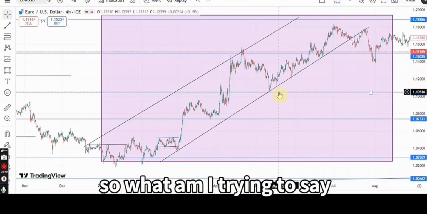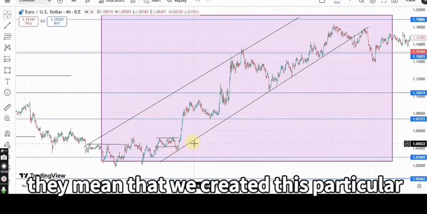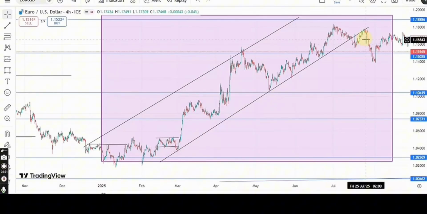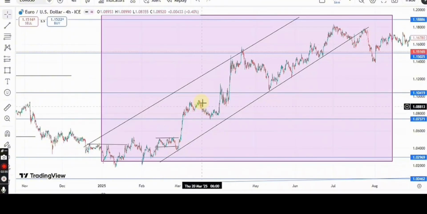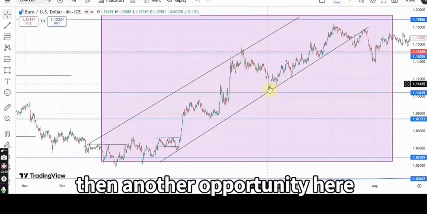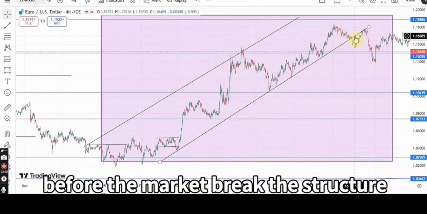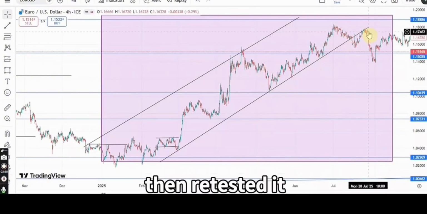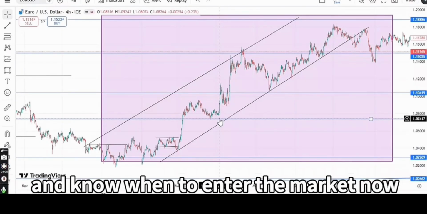So what am I trying to say? These are opportunities you have gotten. If we traded this particular movement, we would have gotten an opportunity here, another opportunity here, then another opportunity here, another here, another here, before the market broke the structure, then retested it, then changed. This is how to analyze the market and know when to enter the market.